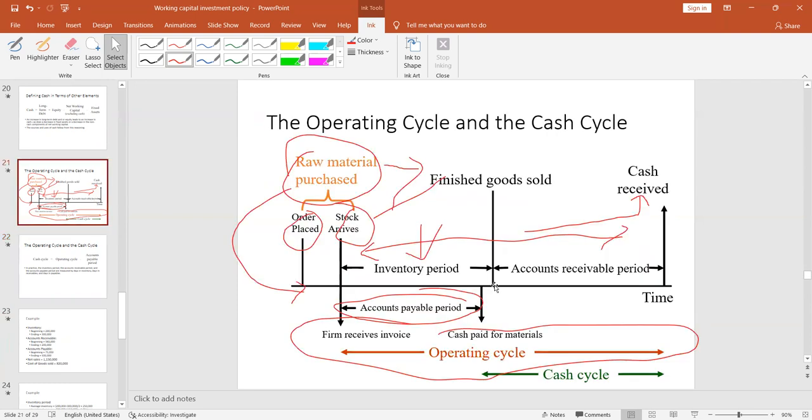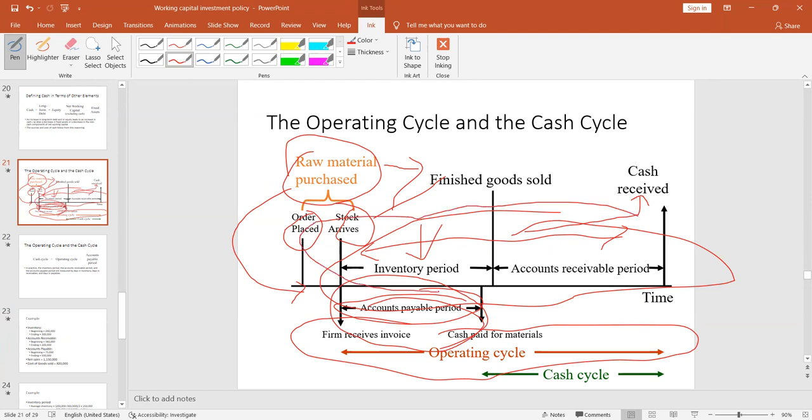Again, you see, this is the total operating cycle. From the operating cycle, if you just deduct the accounts payable period, you will get your cash cycle. So if your total operating cycle is 60 days, and if your accounts payable period is 20 days, then your cash cycle is 40 days. So you need working capital for 40 days. Are you getting all these points? Then how to determine cash cycle?